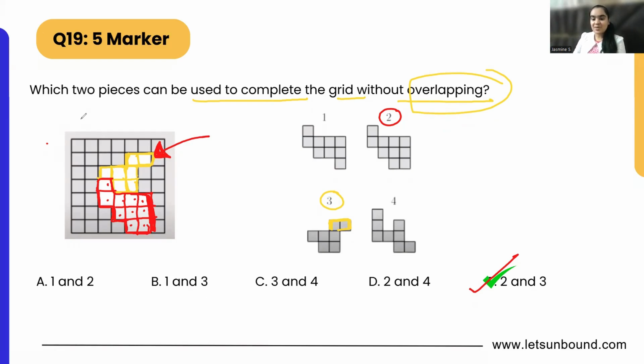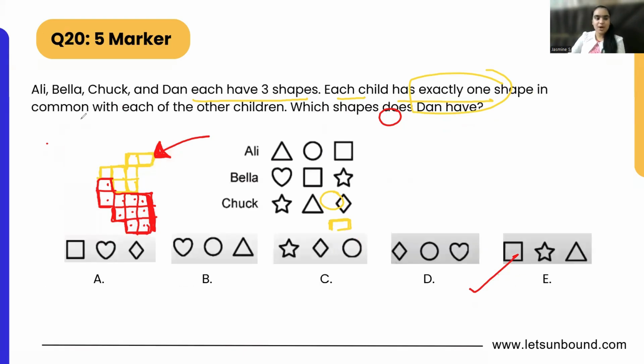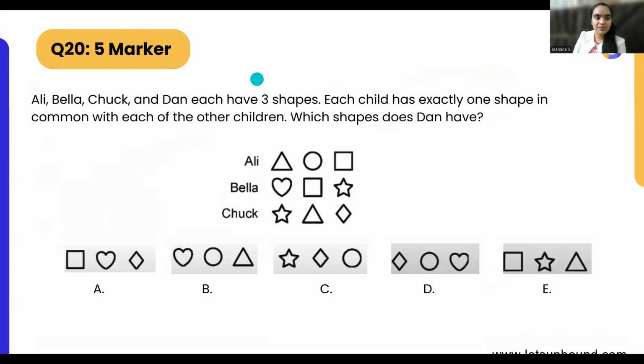All right. So now let's go to our next problem. Oopsies, let me clear all the drawings. So the 20th question is: Ali, Bella, Chuck and Dan each have 3 shapes. Okay, we can see Ali is having triangle, circle and square. Bella is having a heart, square and a star. Chuck is having a star, a triangle and a rhombus, a diamond shape.